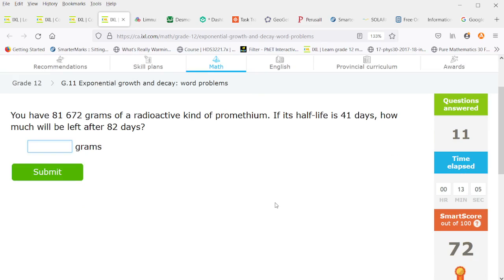Now, you have 81,672 grams of a radioactive kind of promethium. If the half-life is 41 days, how much are we left with after 82 days? That is 2 half-lives. So we're going to be down to a quarter of the original.